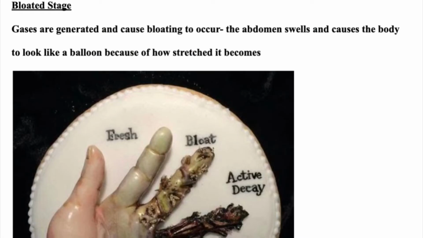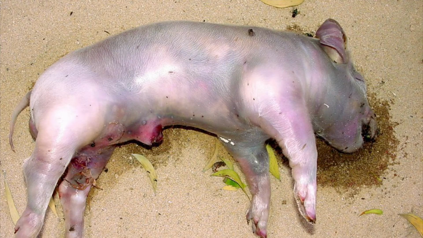Next is the bloated stage, and this is when gases are generated and cause bloating to occur, and this is the abdomen swells and the body starts to look like a balloon because of how stretched it becomes, and this is an example of a live animal that is in the bloated stage.